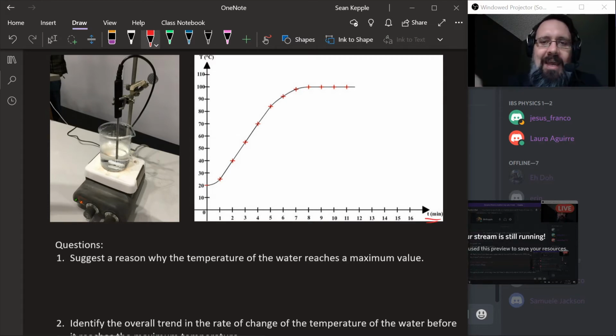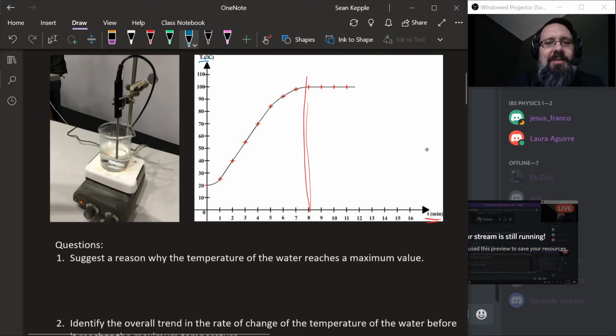You can see that once we hit about 8 minutes, the temperature ends up becoming constant; it's not getting hotter at that point. Even though we're still supplying heat to the water, still dumping heat into the water, the temperature is not increasing. And so we need to suggest a reason why this might be happening. The answer is to think about that energy.